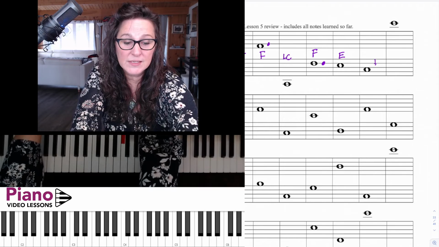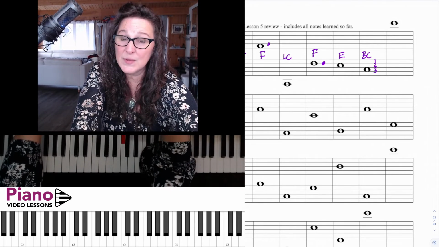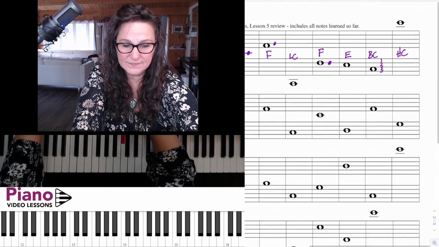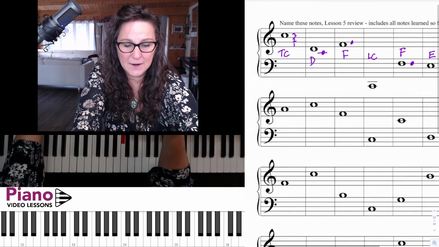We have a note that's 3 spaces down from the middle. We know that one is bass C. And then we have a note that's 2 lines above. Here we have high C. You could also play all these notes on your piano. That's a fun way to make sure that you know where they all are.